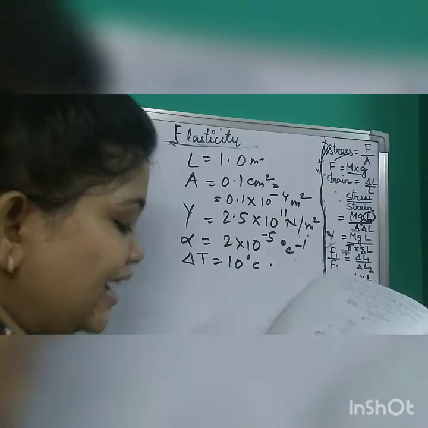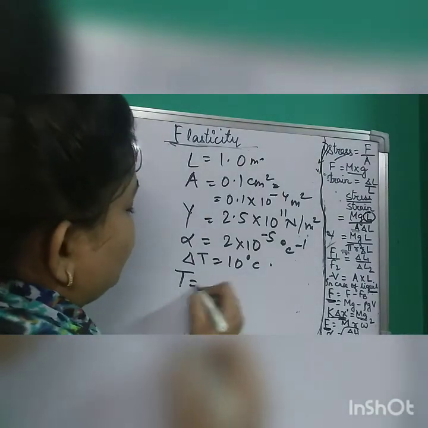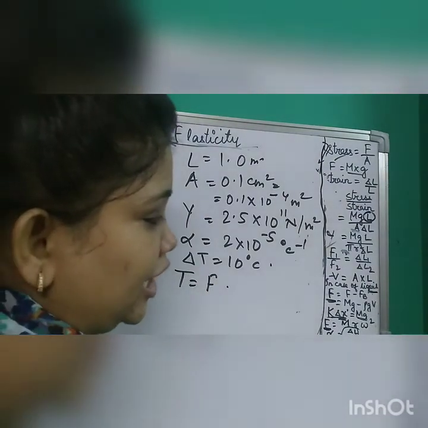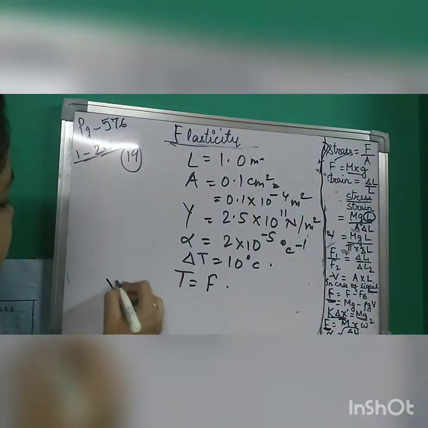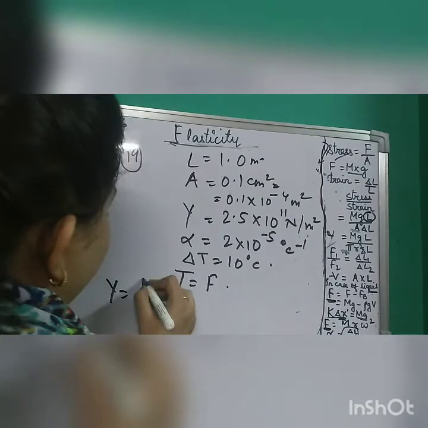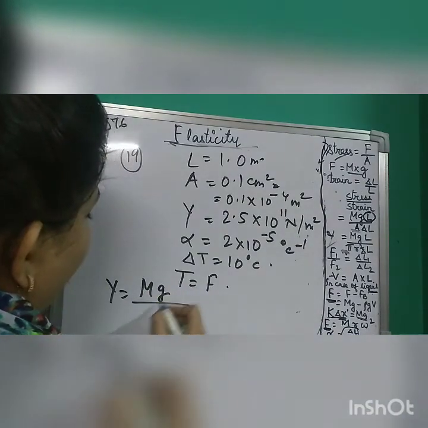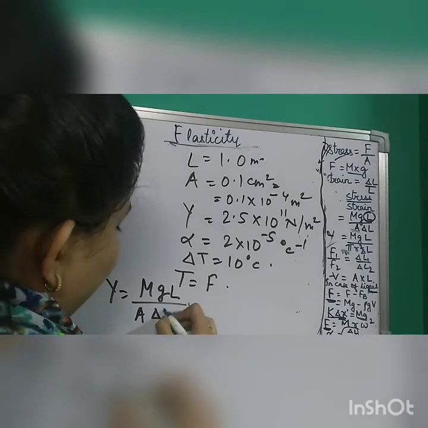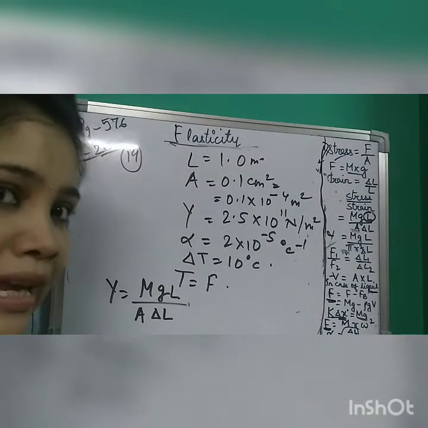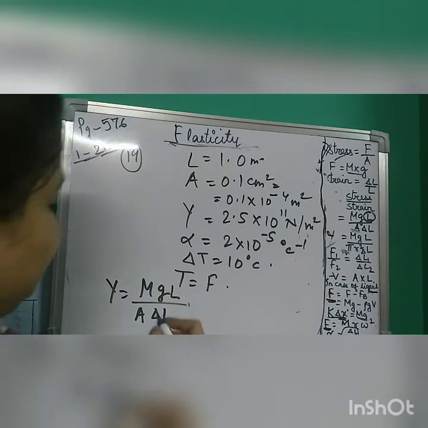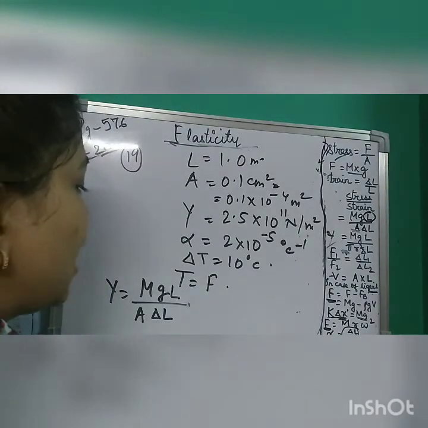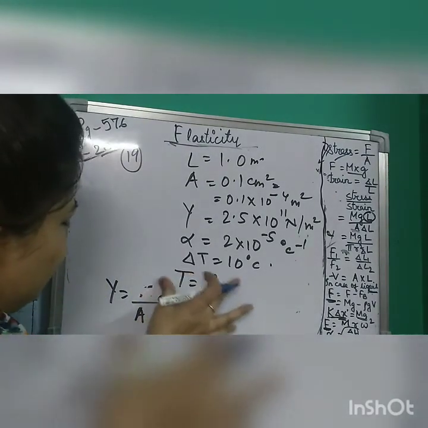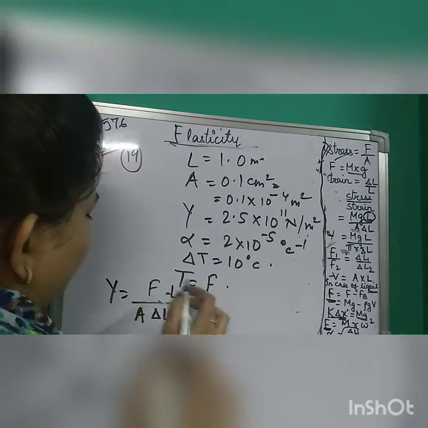What do you have to find out? Tension. Tension is nothing but the force F. Okay, you have to find out F. So let us put the formula. So what is my Young's modulus formula? It is Y equals F L by A into delta L. Okay, A into delta L. Now here a temperature is also given to you. Okay, so here since they have asked for force, let me put it as F only.